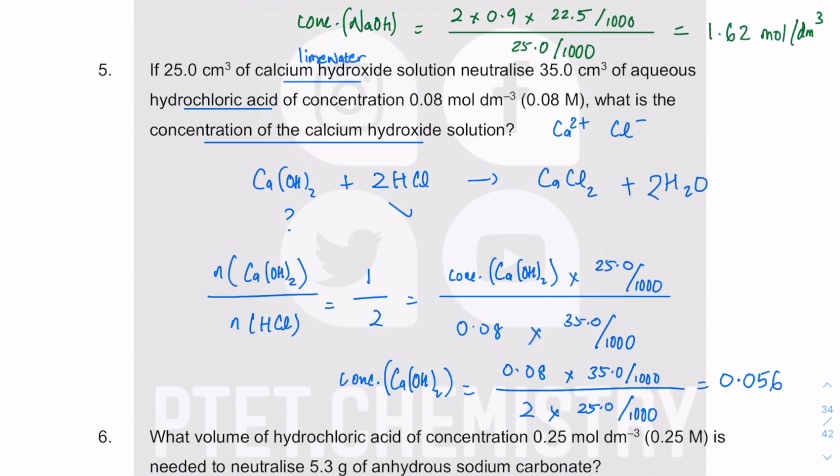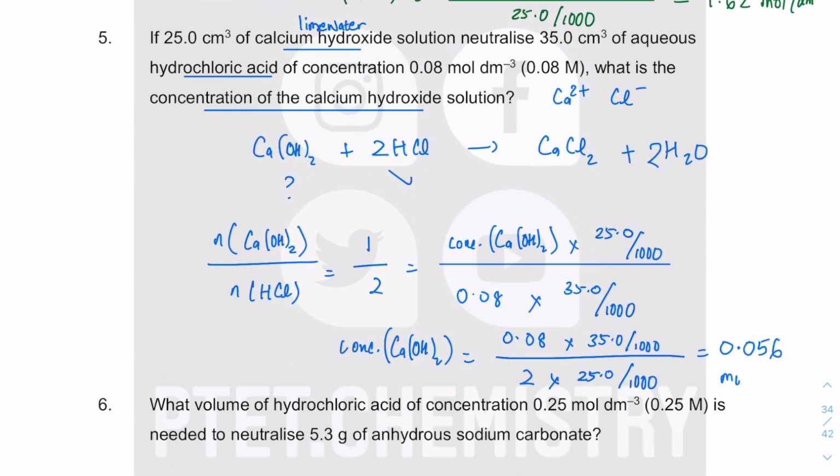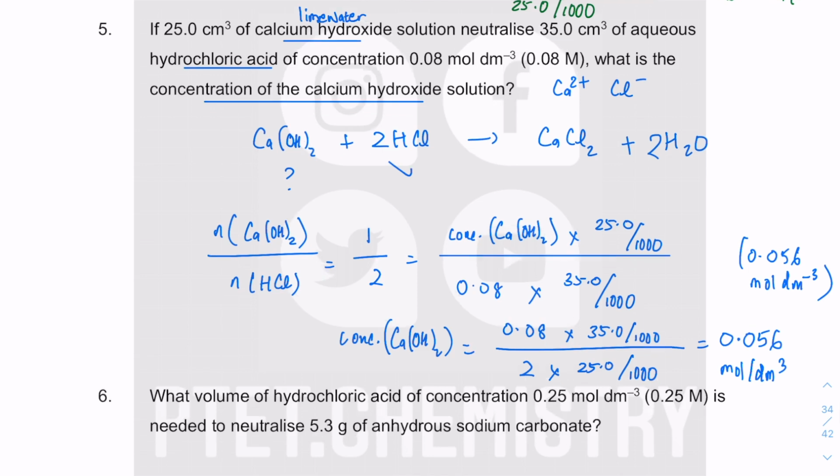I get 0.056. That doesn't mean anything unless I put down the units. As I said, you could also use the alternative unit form, which is mole dm minus 3. Just know that they are the same and stick with whichever one you're happy with.